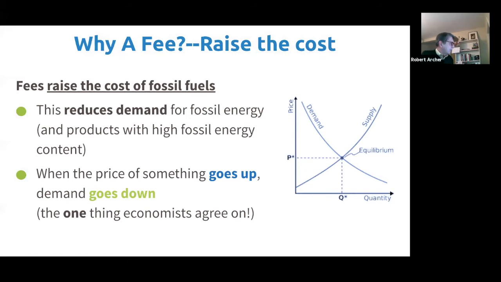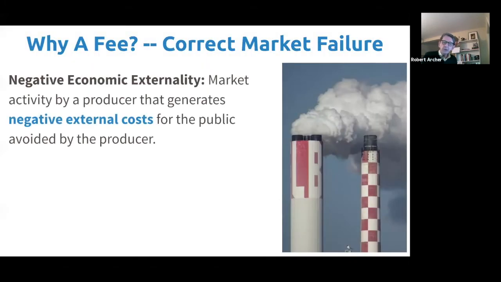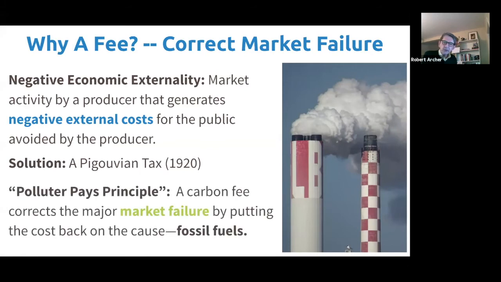Our climate problem is due to a major market failure resulting in what are called negative external costs. When a factory dumps its pollution, such as CO2, in the air and water, the cost falls on us, not them. So there's no incentive for the polluter to change. Here's where the polluter pays principle applies. CCL's carbon fee puts the cost back on the cause of the pollution, fossil fuels.